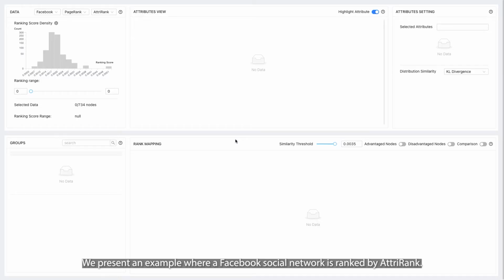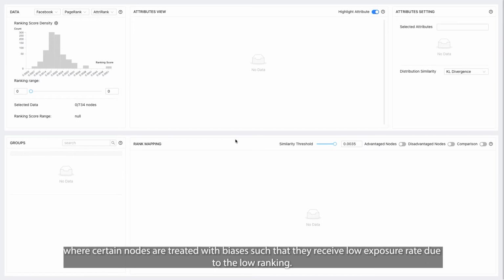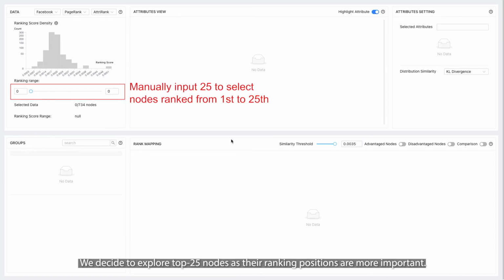We present an example where Facebook's social network is ranked by AtraRank. Since this ranking task can be used for recommendation, graph ranking developers and researchers may be interested in knowing if users are being targeted with unfair recommendations where certain nodes are treated with biases such that they receive low exposure rate due to the low ranking. We decide to explore the top 25 nodes as their ranking positions are more important.